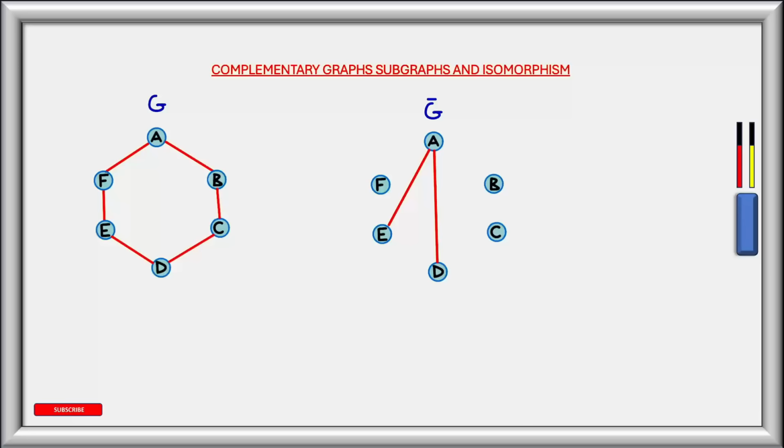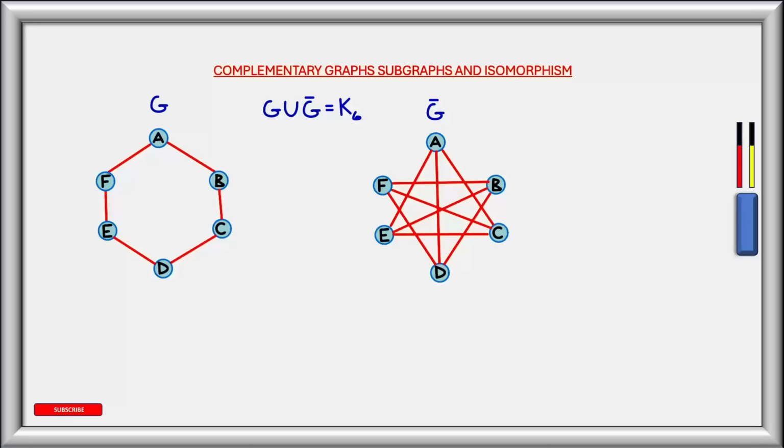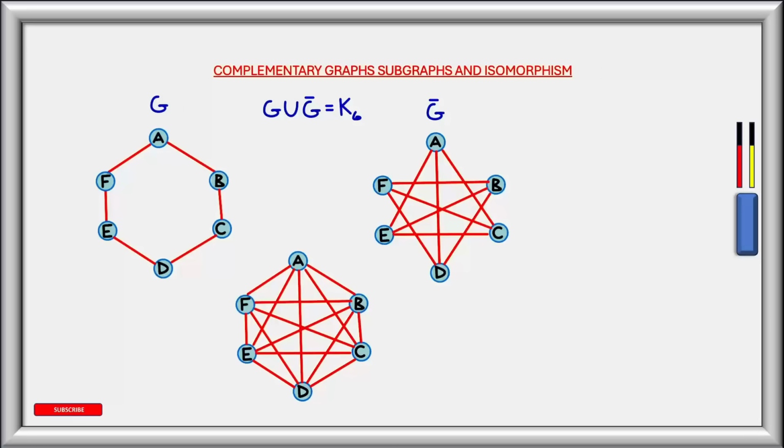We can add edge AD and AC. Edge BE doesn't exist in G, and neither does edge BD. We can add edge FC, FD, EC, and FB. And as a final check, we need to show that the union of graph G and graph G bar is a K6 graph. So that's a complete graph. And so overlaying G bar on top of G gives us our complete graph K6.